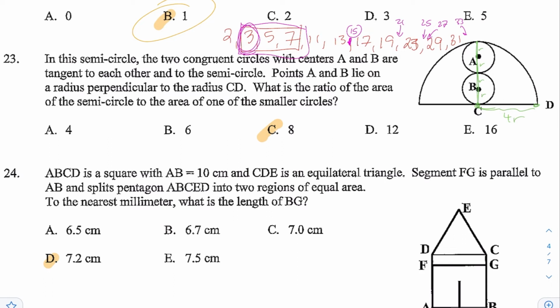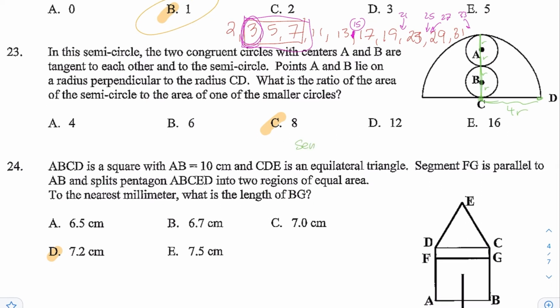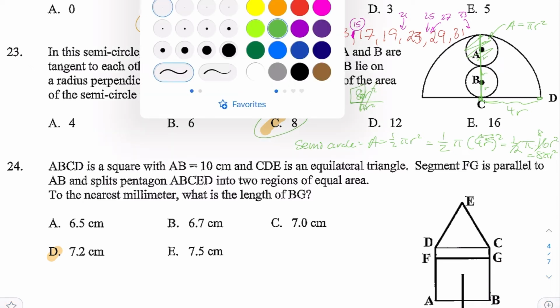So to find the ratio, the area of the semicircle is going to be 1/2 pi r squared. It's going to be 1/2 pi times 4r squared. To apply this exponent of 2 to the 4 and the r, that's going to be 1/2 pi times 16r squared. And that will be 8 pi r squared. And then for one of these smaller circles, the area is just pi r squared. So if you divide 8 pi r squared by just pi r squared, everything cancels out except for this 8, so the answer is choice C.